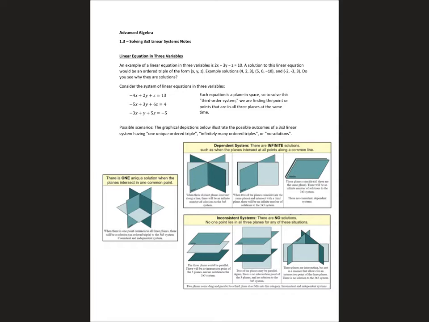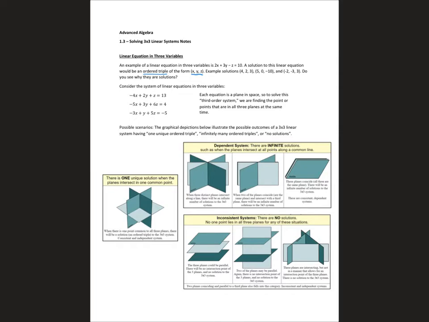Up top, an example of a linear equation in three variables would be 2x plus 3y minus z equals 10. And the solution to that linear equation is going to be written as an ordered triple. It goes alphabetically, so x would come first, y would come second, z would come third. Some examples of ordered triples to an equation with three variables would be (4, 2, 3), (5, 0, -10), and (-2, -3, 3).